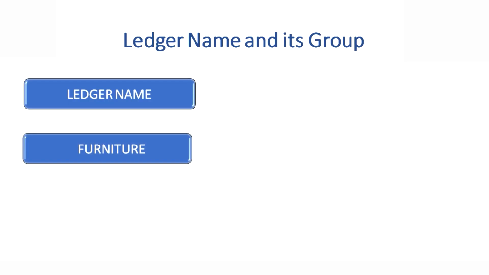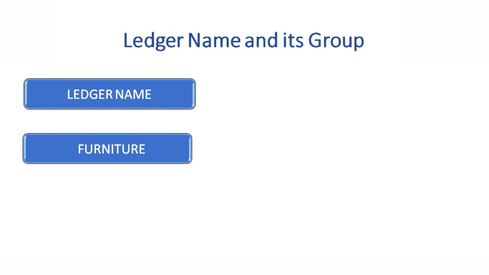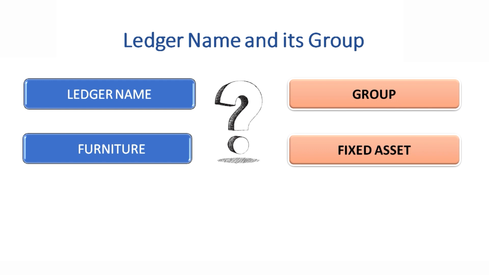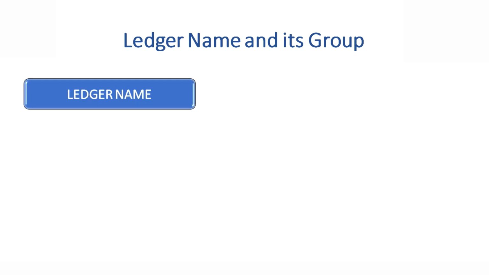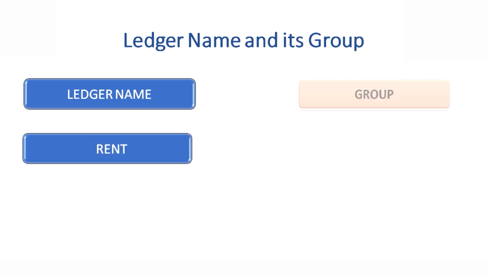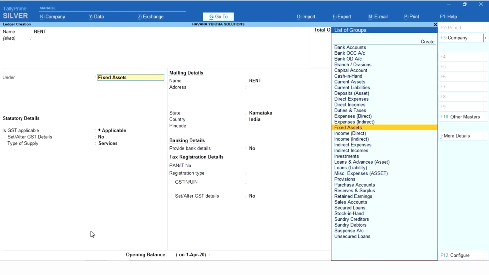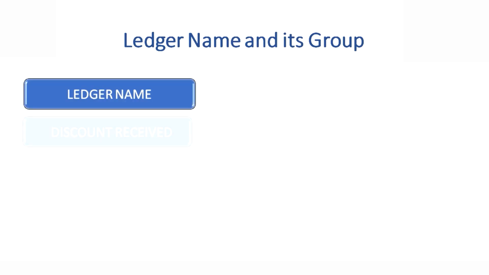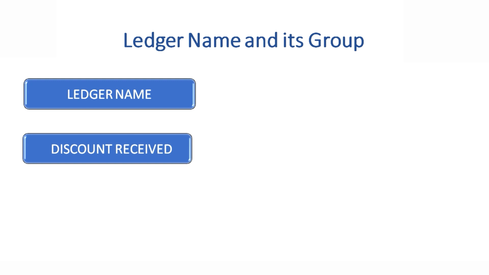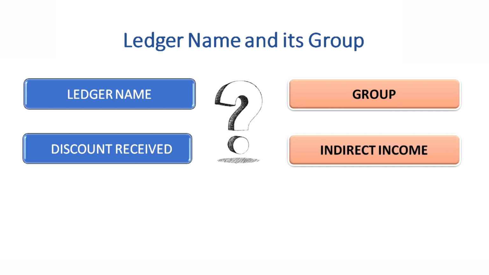So next we go with furniture. Next we go with furniture and this will be grouped under fixed asset. So the next ledger will be rent, will be grouped under indirect expenses and we'll accept it. So next we go with discount received, which will be created under indirect income.